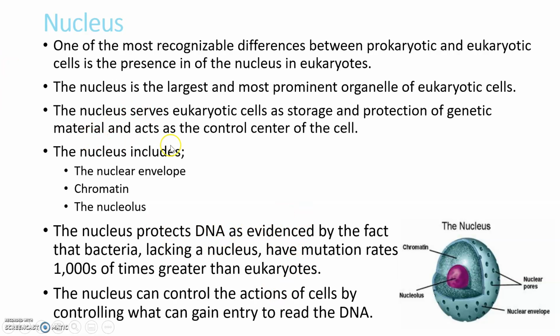How does the nucleus act as a control center? Well, the nucleus is able to control what goes in and comes out of the nucleus. So by determining who gets to come in and read the DNA sequence and who gets to leave with the DNA sequence is the way that the nucleus acts as the control center for the cell.